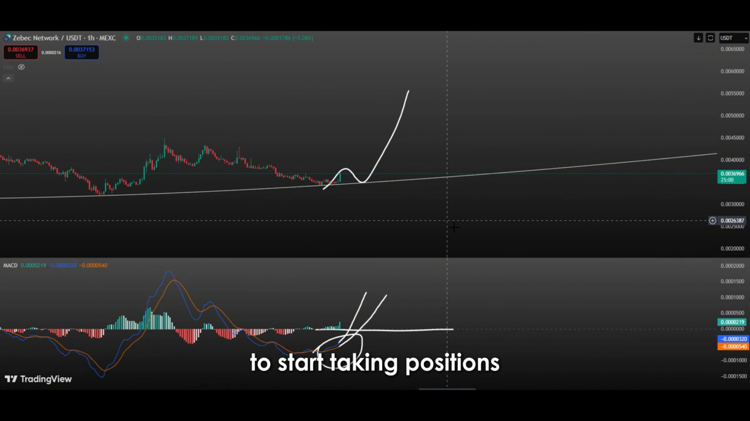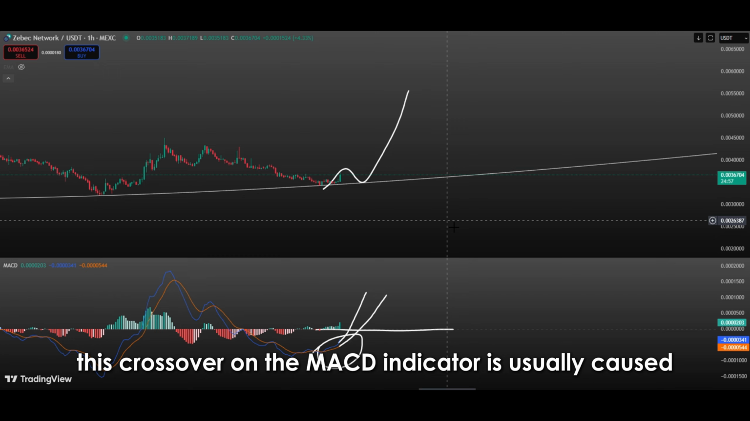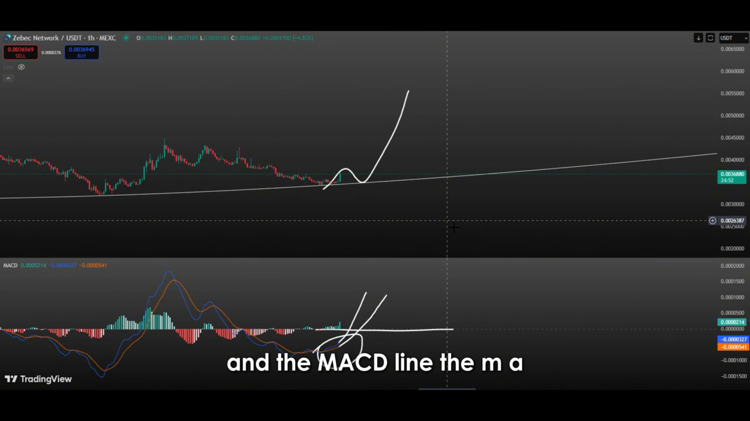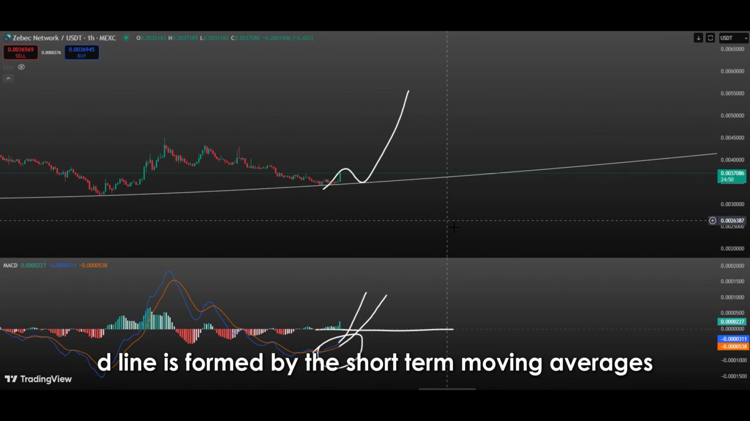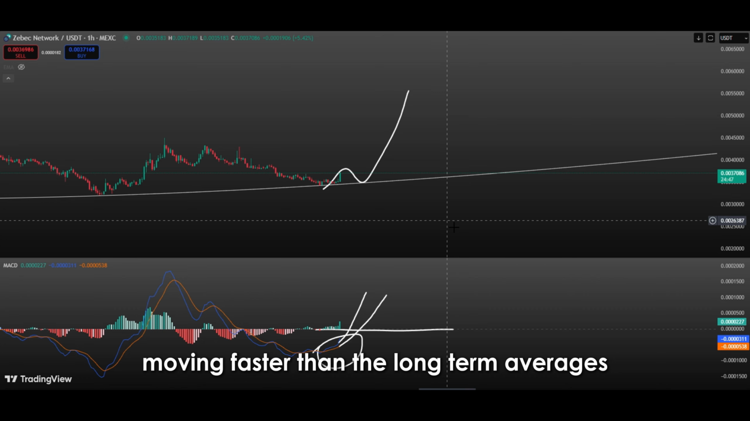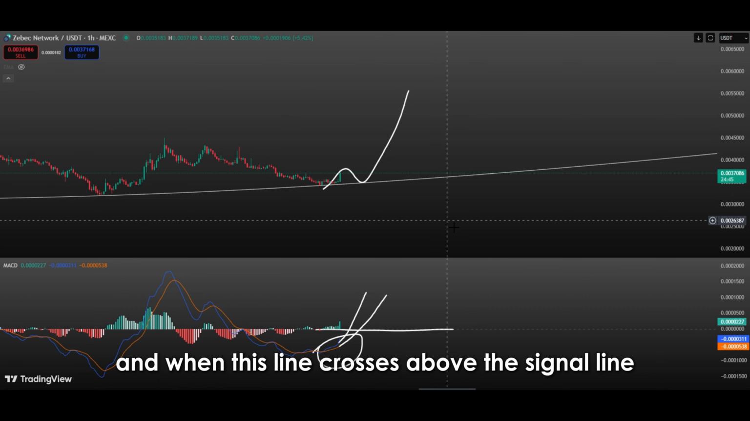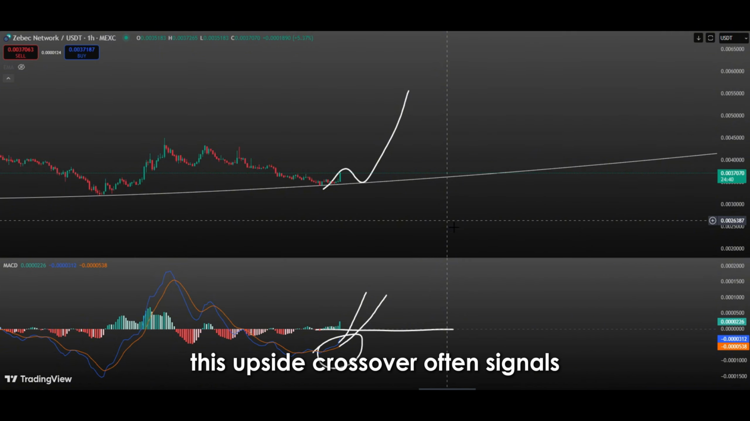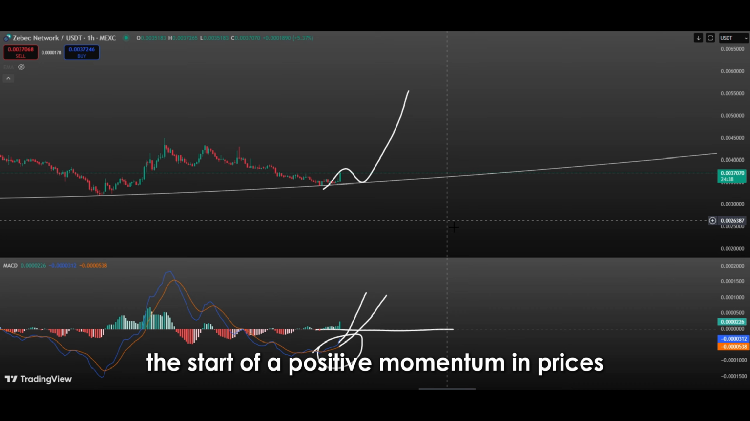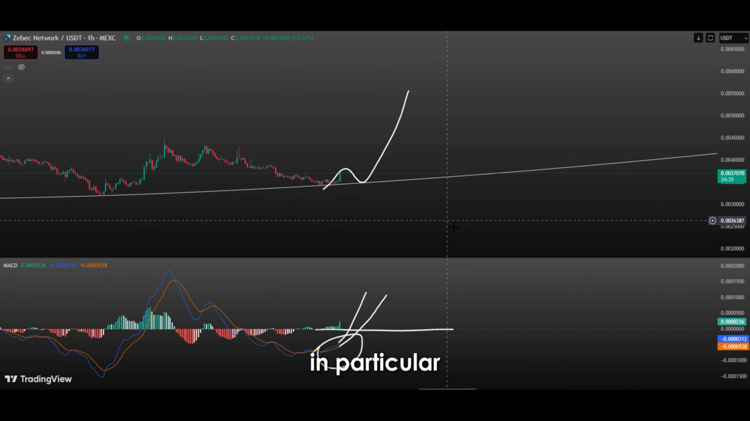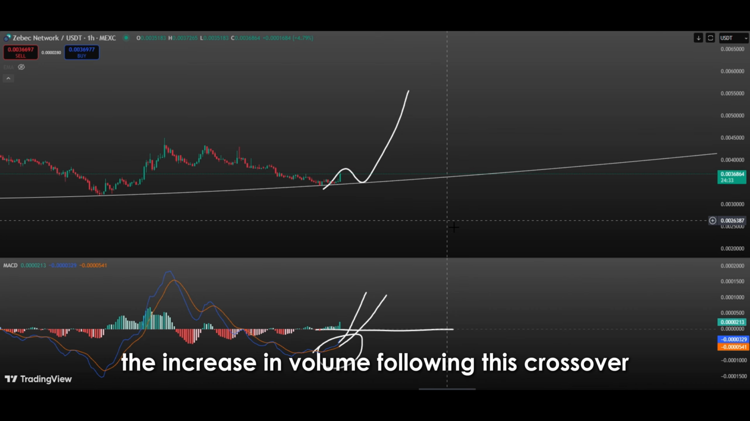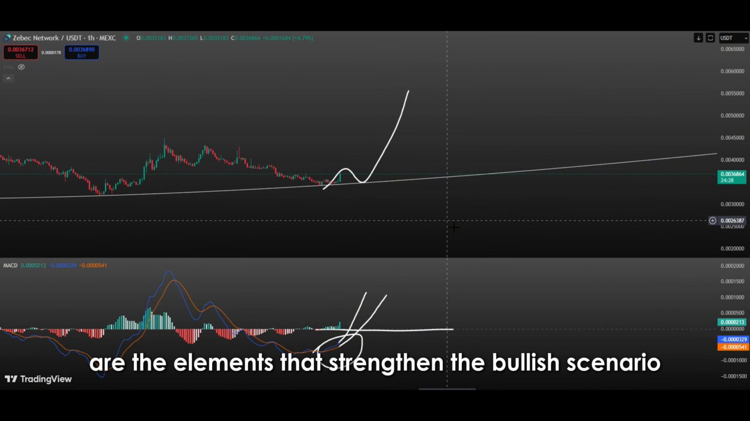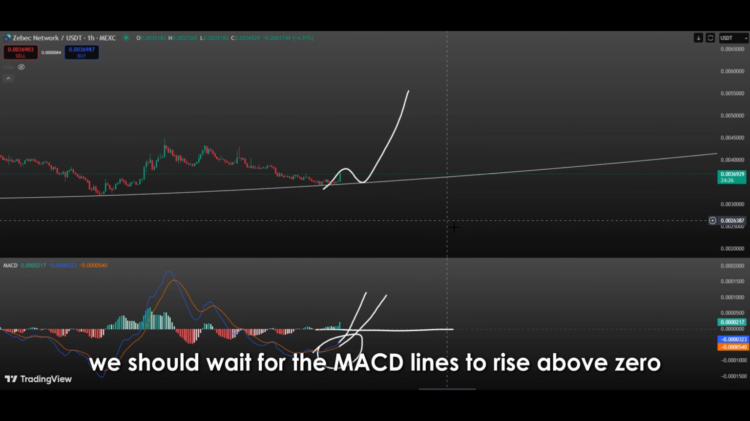This intersection could be a harbinger of a buying move and could be considered a critical point for traders to start taking positions. This crossover on the MACD indicator is usually caused by the intersection of the signal line and the MACD line. The MACD line is formed by the short-term moving averages moving faster than the long-term averages, and when this line crosses above the signal line, it indicates increased buying pressure in the market. This upside crossover often signals the start of a positive momentum in prices. In particular, the increase in volume following this crossover and other supportive technical indicators are the elements that strengthen the bullish scenario. We should wait for the MACD lines to rise above zero.